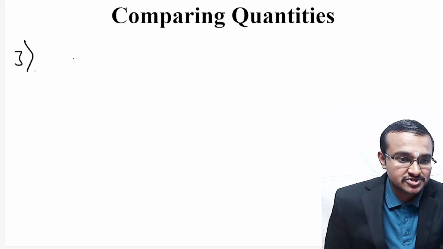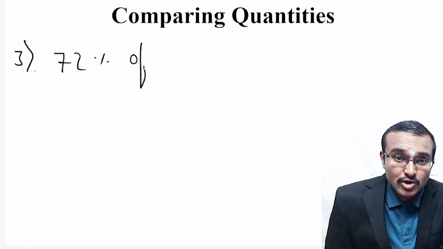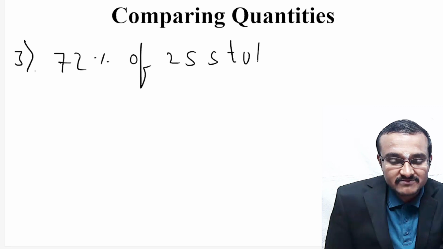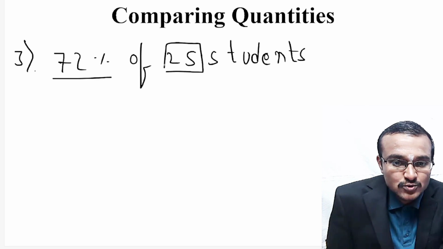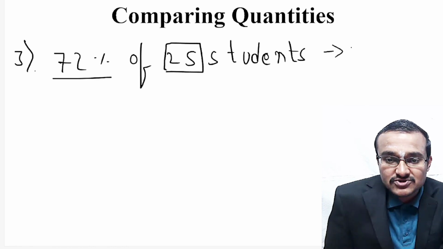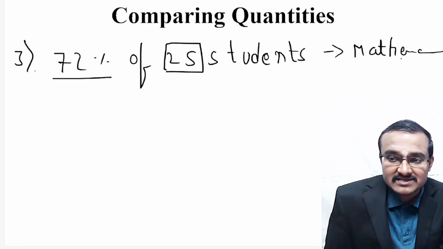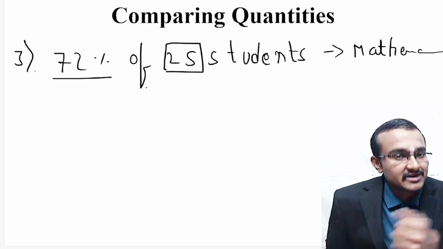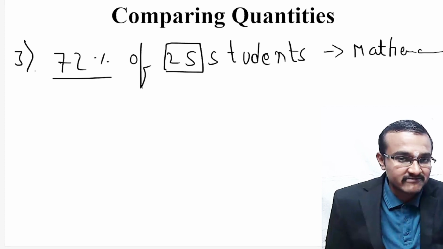Coming to the third question, here they have given 72 percent of 25 students. You should always remember the statements they have given properly. 72% of the 25 students are interested in mathematics. The remaining are not interested in mathematics. So find the remaining number out of those 25 students.